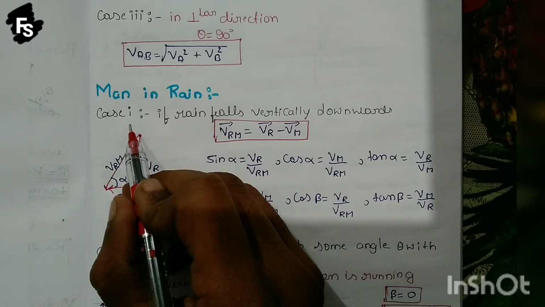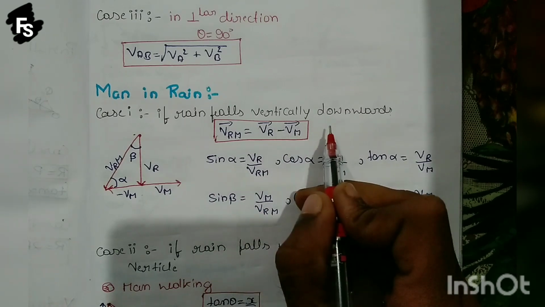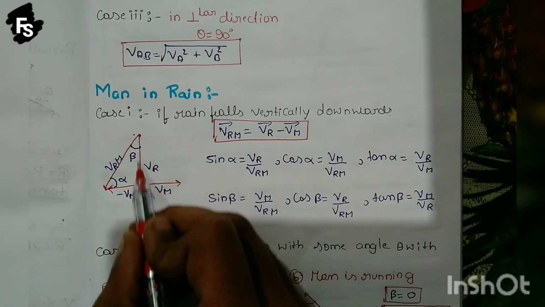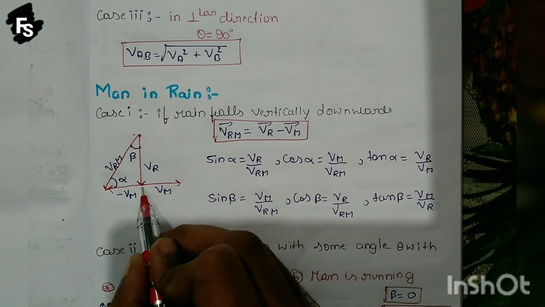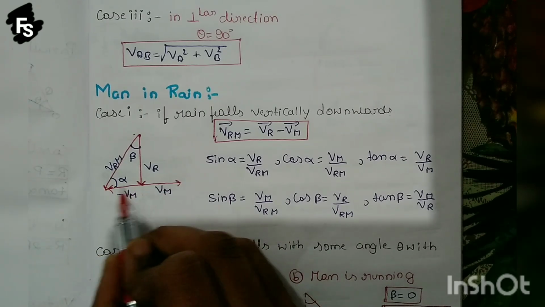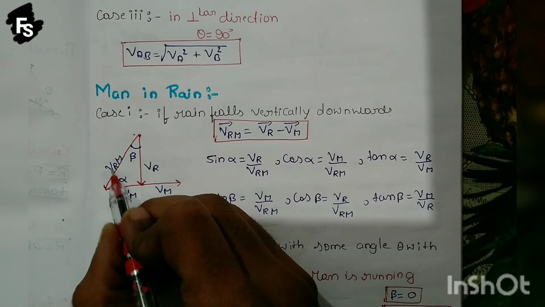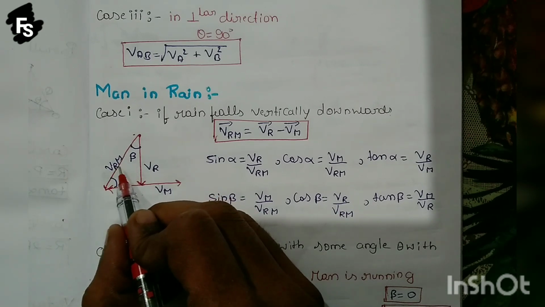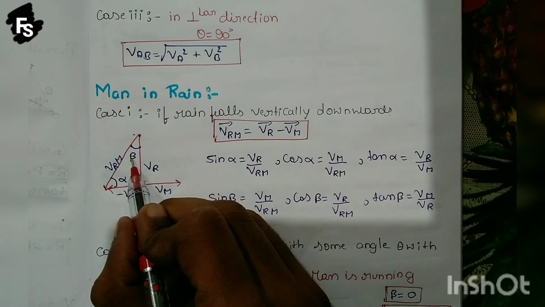Case first. If rain falls vertically downward, this is the velocity of rain falling vertically downward. This is the velocity of rain with respect to man. This is the velocity of man, but we are taking this as minus Vm because it is in the opposite direction. So this is the velocity of rain with respect to man. The angle between the velocity of rain with respect to man and the velocity of rain is beta.